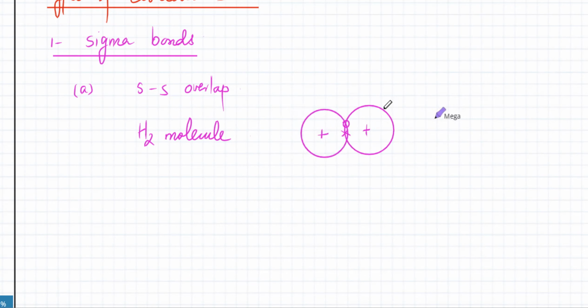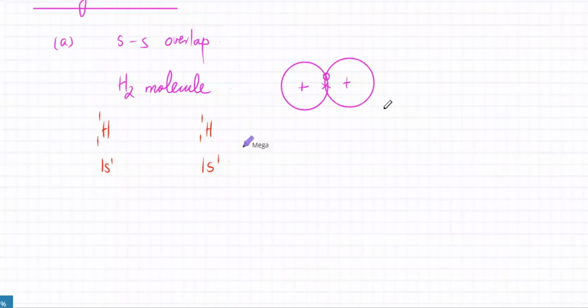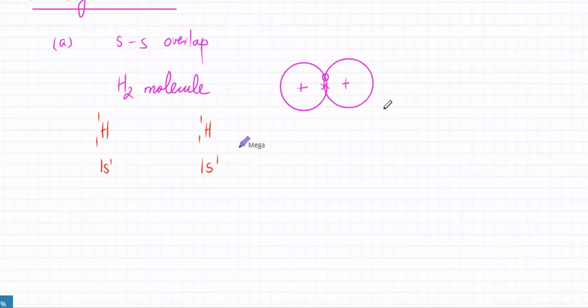But now, an orbital level description. If you have a hydrogen atom, this is what a hydrogen atom looks like. It's got just one electron. That means it's got an s orbital with 1 electron in it. And here's another hydrogen atom. It is exactly the same. Its electronic configuration is 1s1. So it's got an s orbital with exactly 1 electron in it.